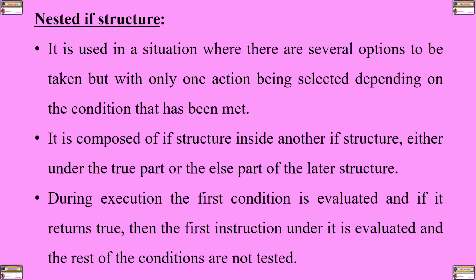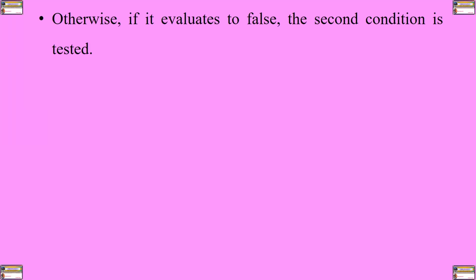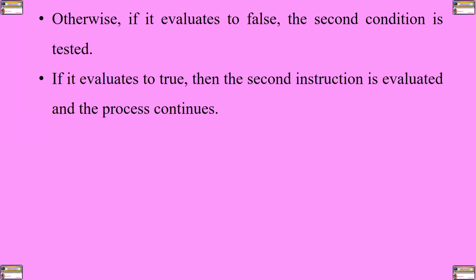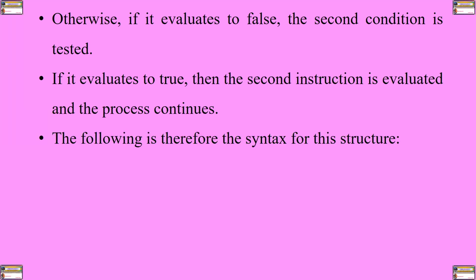During execution, the first condition is evaluated, and if it returns true, then the first instruction under it is executed and the rest of the conditions are not tested. Otherwise, if it evaluates to false, the second condition is tested. If it evaluates to true, then the second instruction is executed and the process continues. The following is the syntax for this structure.